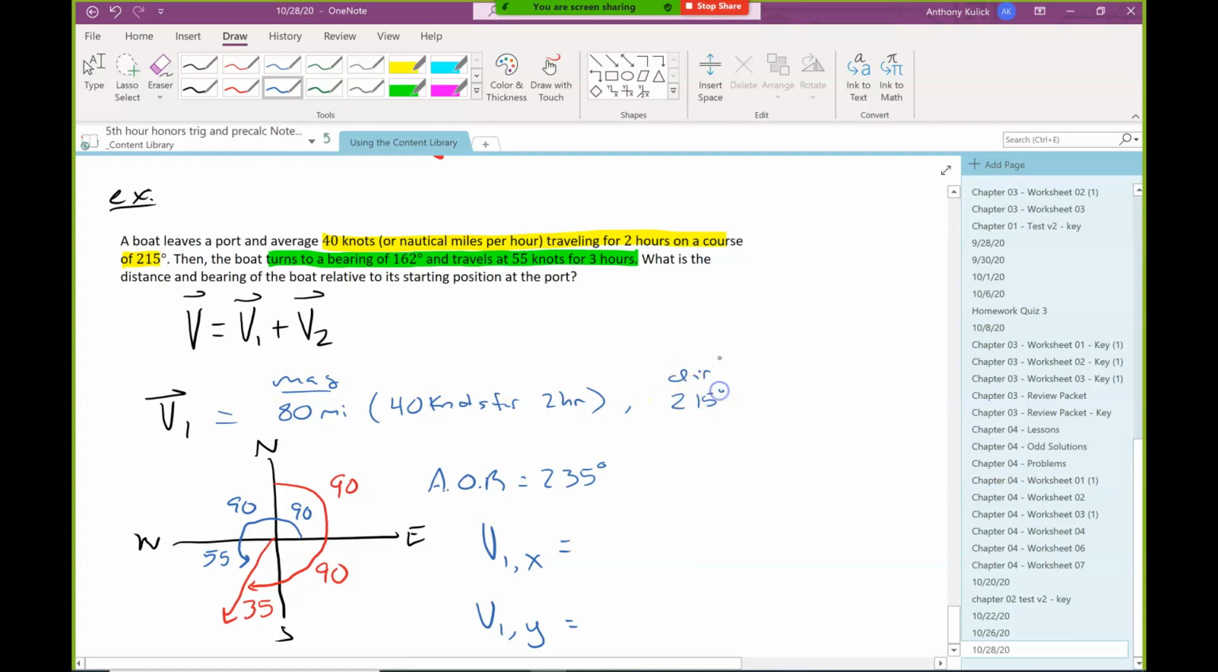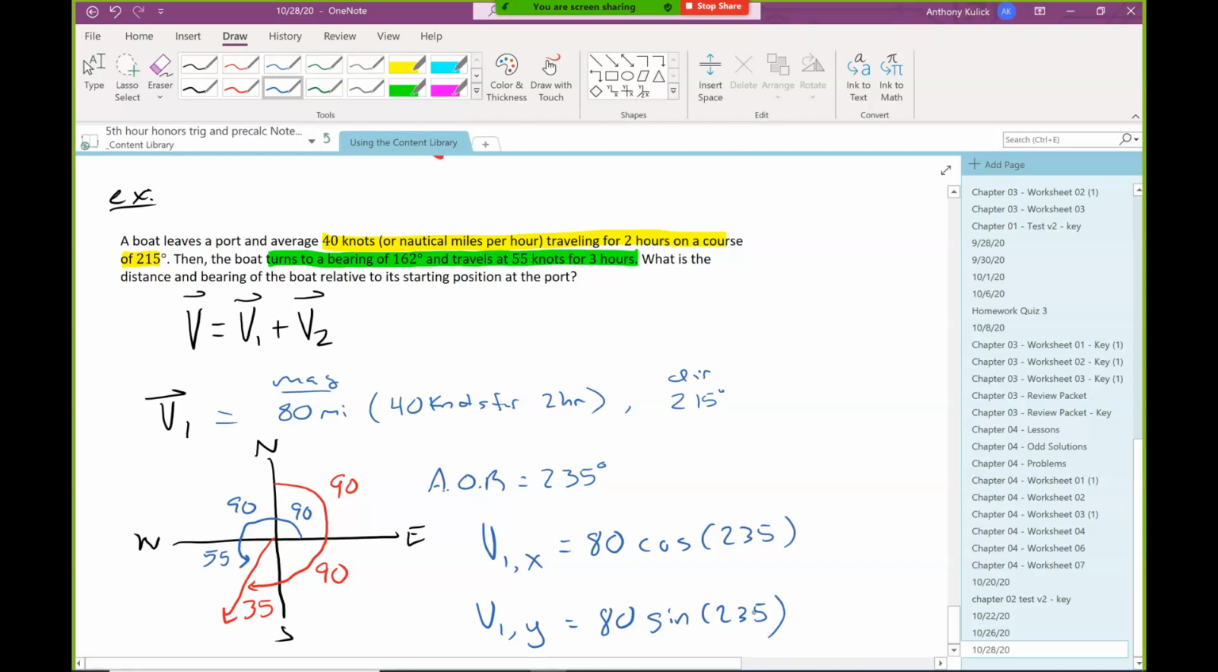Haley? How do you know that 40 knots is 80 miles? So 40 knots is 40 miles per hour. So 40 miles per hour for 2 hours is going to give us 80 miles. Is that okay? Yeah. Elizabeth? It's just dir for direction.